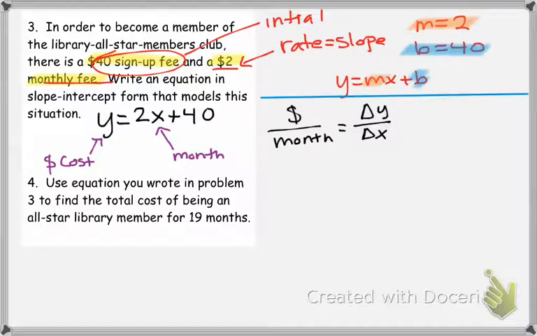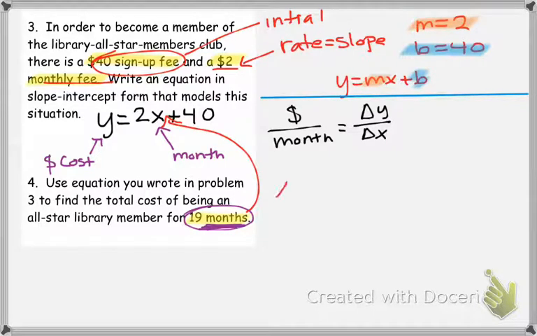Okay, and so this will help us with number 4. It says, use the equation you wrote in problem 3 to find the total cost of being an All-Star Library member for 19 months. So this 19 months, we have to know where to put it in our equation. Are we going to put it in the y, or are we going to put it in the x? So let's see what it is. It's 19 months. It's not $19. It's 19 months. So this 19, we're actually going to replace with this x.